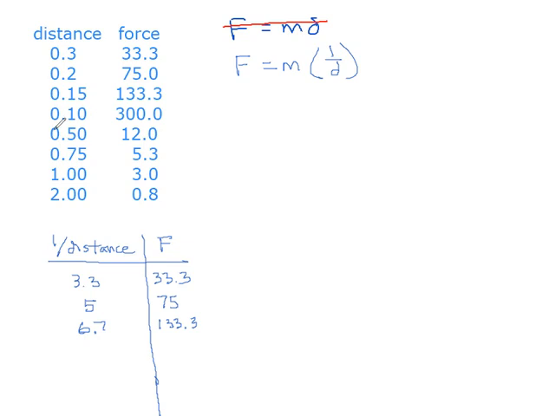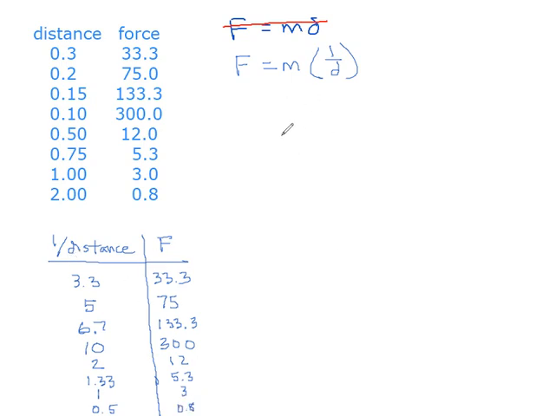Let's see here, 0.1, flip that, you get 10, of course. I can do that one in my head. And the force that goes with that is 300. 0.5 flipped is 2, and 12 goes with that. 0.75 flipped is 1.33, and 5.3 goes with that. 1 flipped is 1, 3 goes with that, and 1 over 2 is 0.5, and 0.8 goes with that.